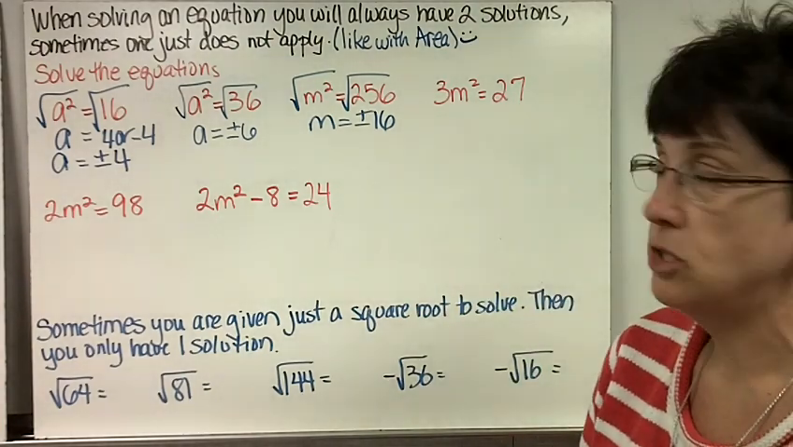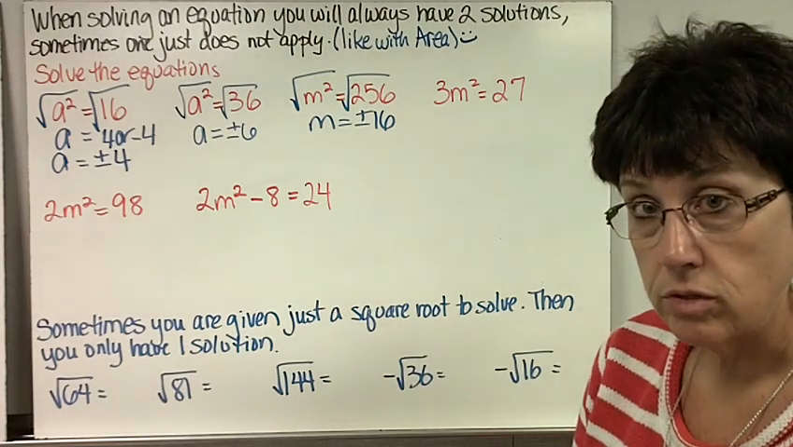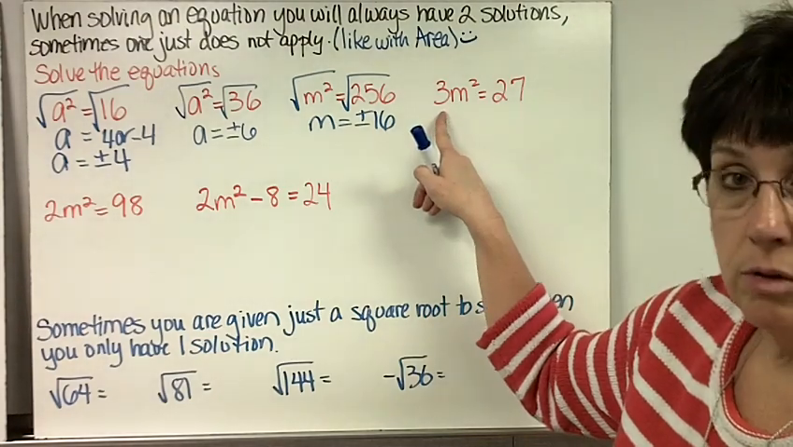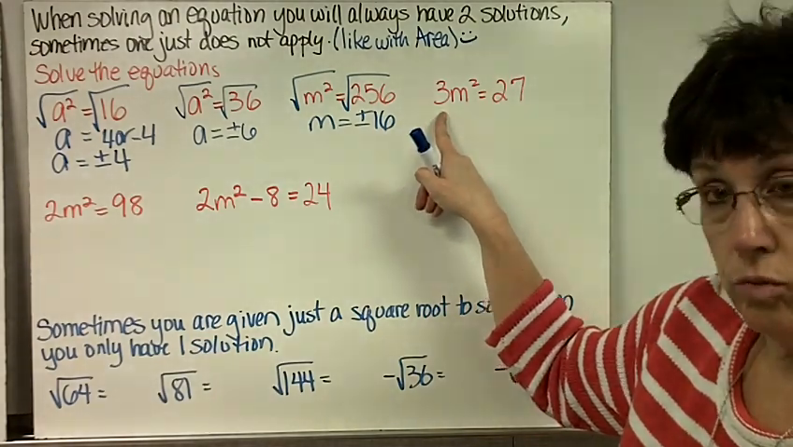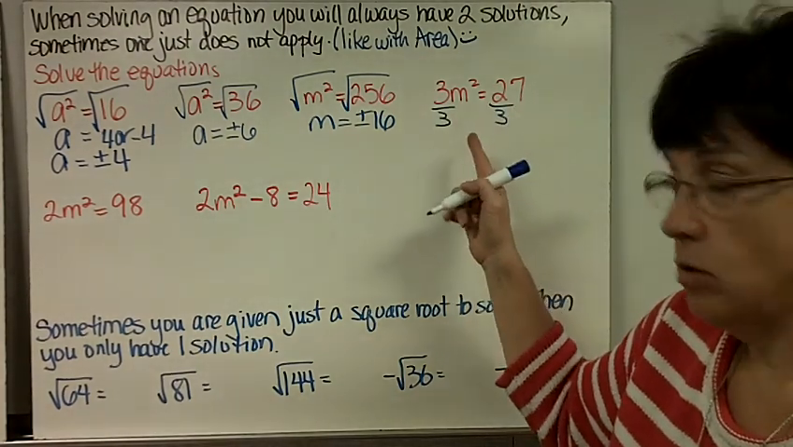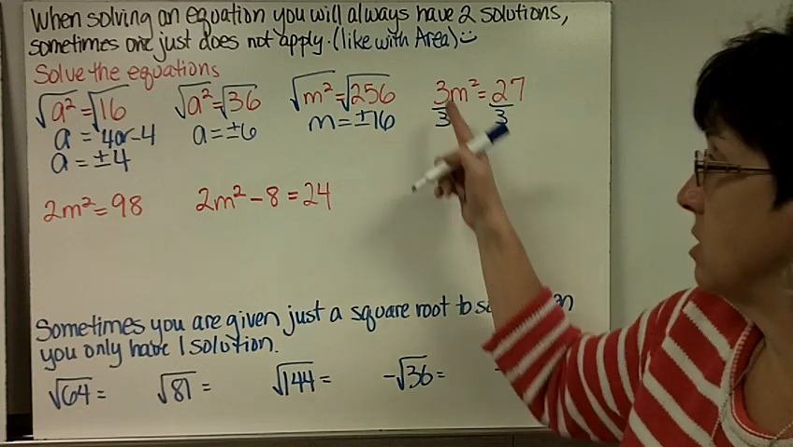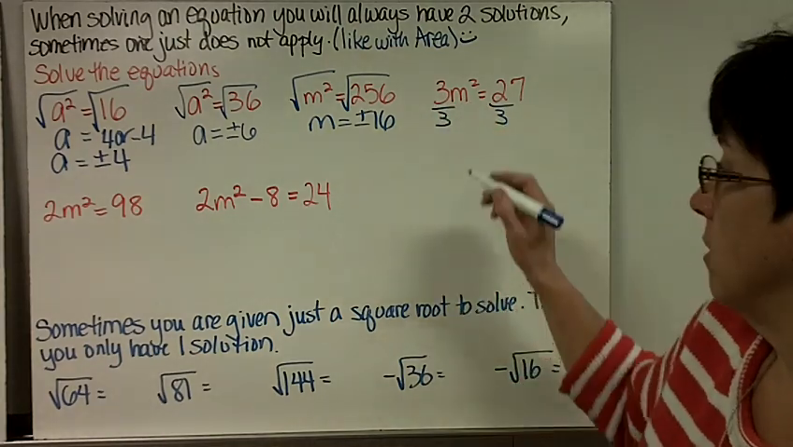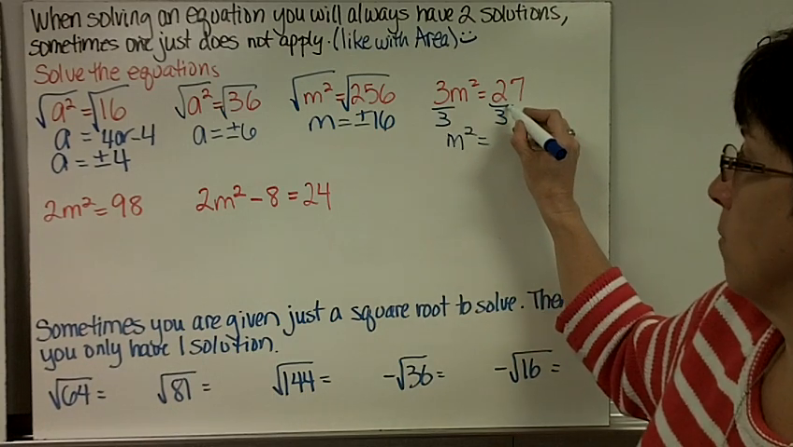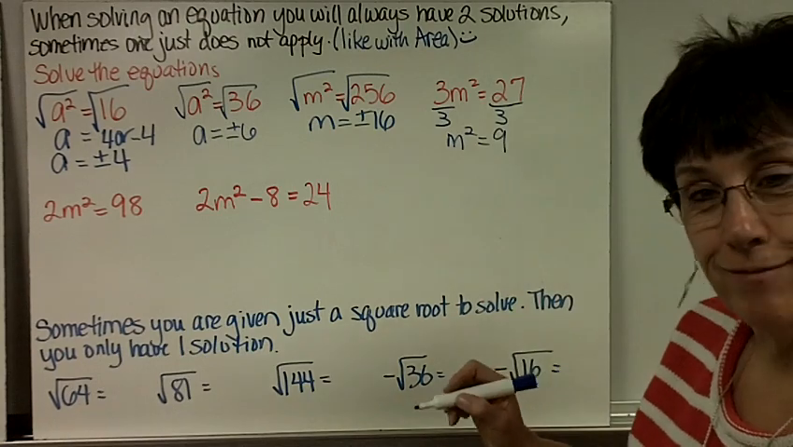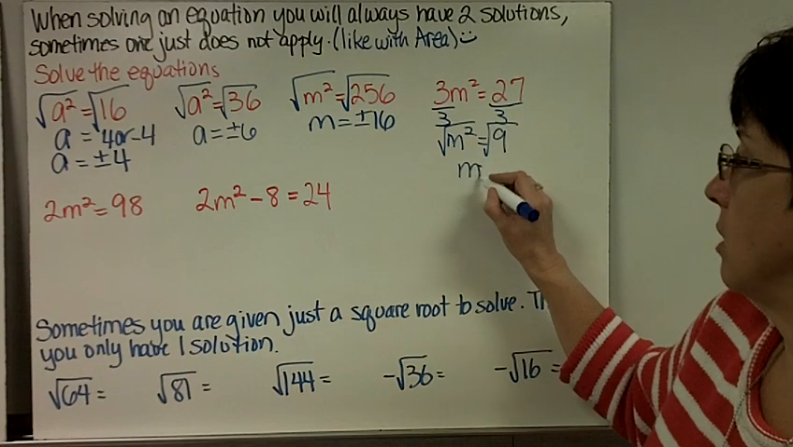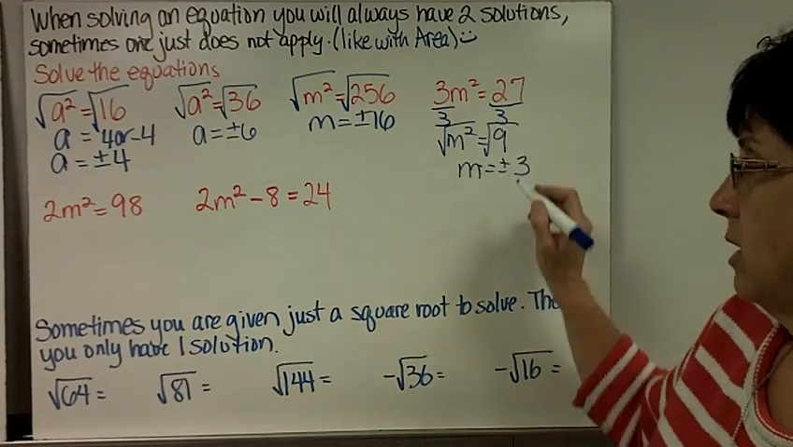Remember, when we are solving equations, we do the order of operations in reverse. And since in order of operations, exponents come before multiplying or dividing, to do the reverse, we do the multiplying and dividing first. We cannot take the square root of a number when it's not isolated. This is not isolated because it's saying 3 times m squared. So if I divide both sides by 3, I get m squared equals 9. Another perfect square. Take the square root, take the square root, m equals plus or minus 3.